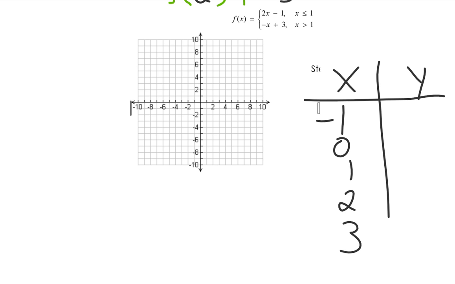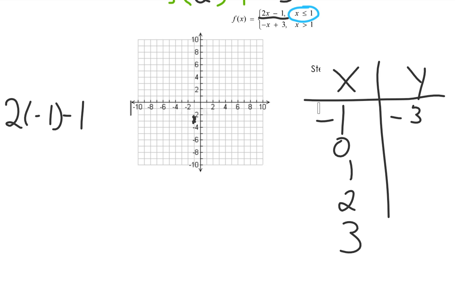So if we look at the top function, anytime we have a number that is less than or equal to 1, we're going to use the function 2x minus 1. So for negative 1, we'll use 2x minus 1. We'll get 2 times negative 1 minus 1. 2 times negative 1 is negative 2. Minus 1 gives me a negative 3. And if I graph that at negative 1, I've got negative 3. There's my point.